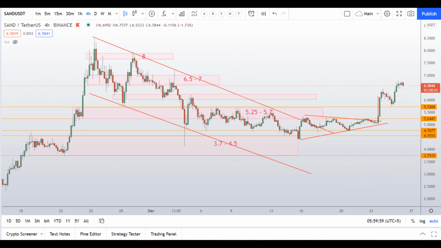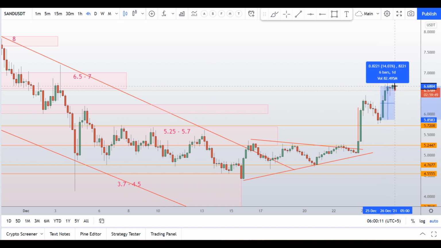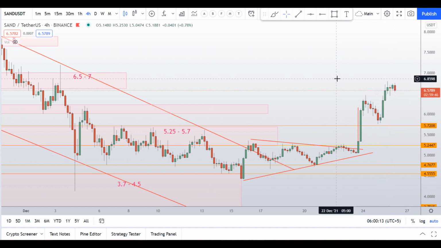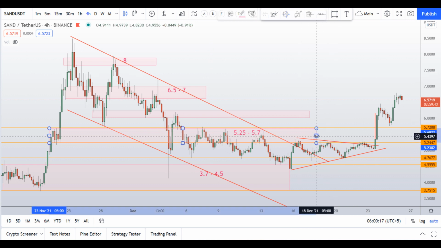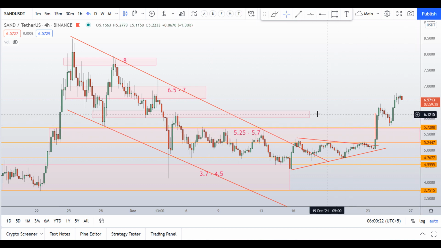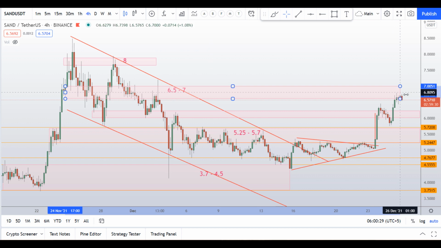Alright, let's start this by looking at the 4-hour chart of the Sandbox. Today Sandbox went up significantly, around 10% if I am not mistaken. Yes, around 10-12%. And let me extend these resistance support boxes to the current frame like this.